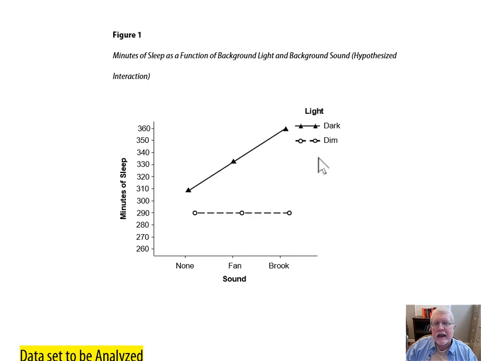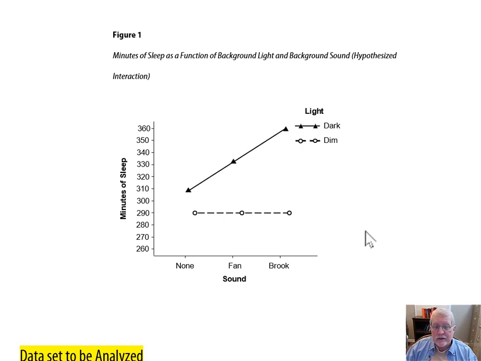If you instead look at the dashed line, which represents the scores that they displayed when they're in a dim room, background sound doesn't seem to have any effect. There is no difference between minutes of sleep they got when listened to babbling brook versus sound of a fan versus none. This is a classic interaction. Remember, an interaction usually will involve non-parallel lines. This line is not parallel to this line.